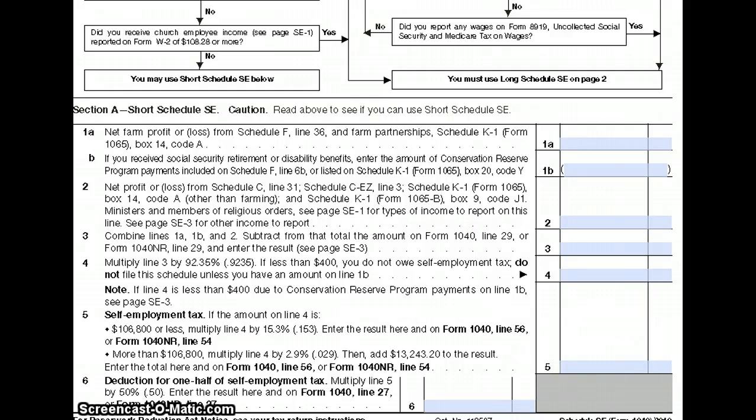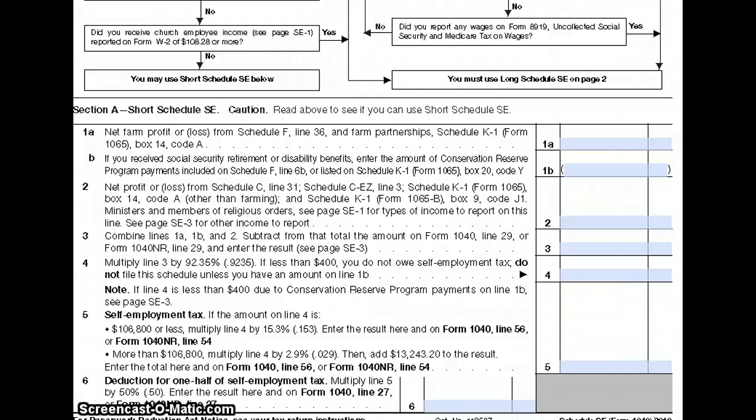I've created a link on Moodle, but if you're looking at this outside of Moodle, you can go to the irs.gov site, or just do a Google search for Form SE, self-employment tax, and it'll give you this Adobe fill-in-the-blank form that you can save or print. It works pretty slick.